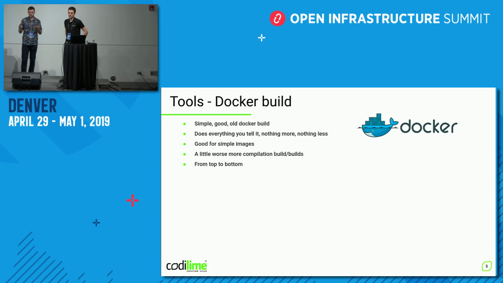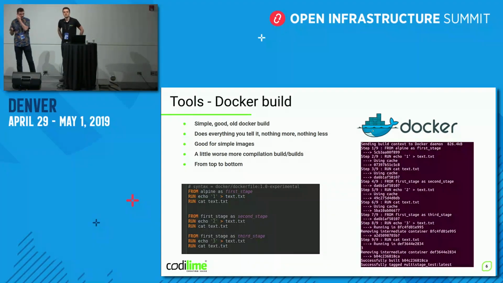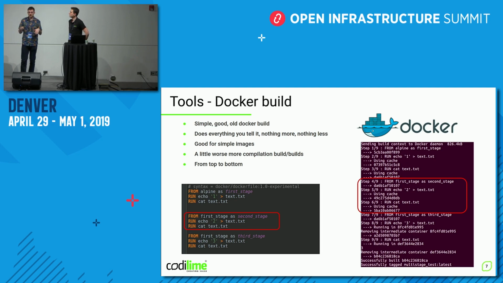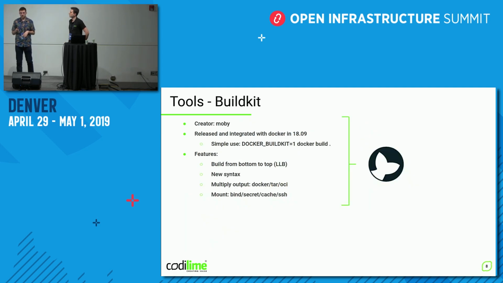What do I mean by top to bottom? For example, on the left side we have a Dockerfile with 3 stages, and on the right side we see the output showing that each of these stages was built. As you can see, the second stage doesn't matter for the final image, but Docker build still built it for us. So we are kind of losing some performance.